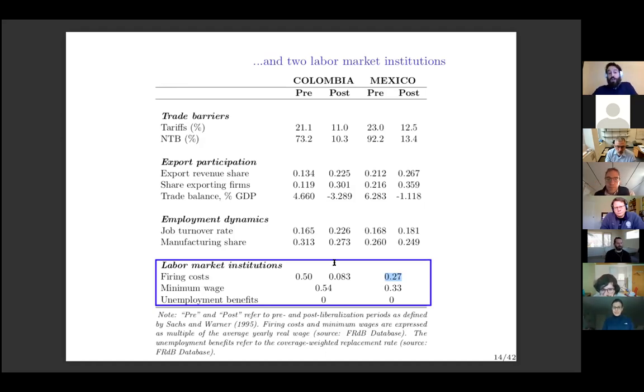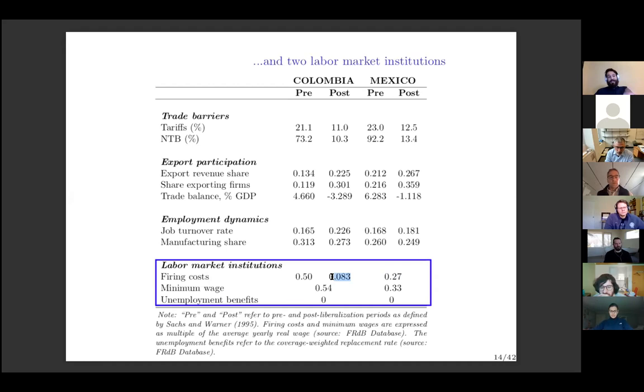This is different for Colombia, where at the time of liberalization, the firing cost was 50%, but exactly when the trade reform was implemented, a labor market reform was also implemented, making the firing cost go from 50% to 8.3%. This is basically from 6 months in wage to 1 month equivalent wages. And at the same time, the minimum wage was at a very large level, 50% of the annual wage.